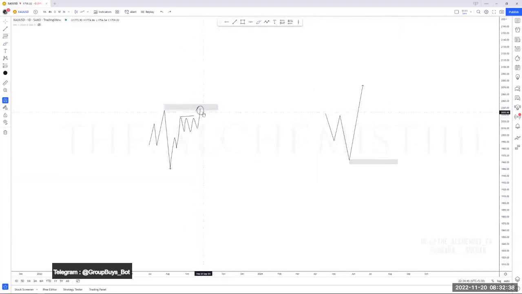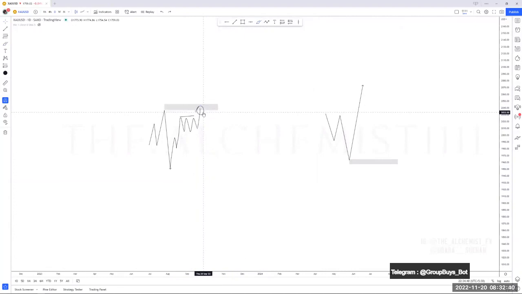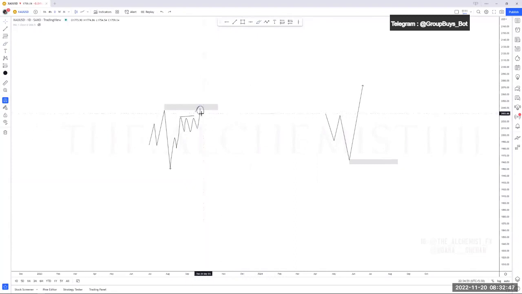So once again, you have to see if price is reaching these areas at the right time. So what are the right times? London kill zone or London Open, New York kill zone or New York Open, mainly.